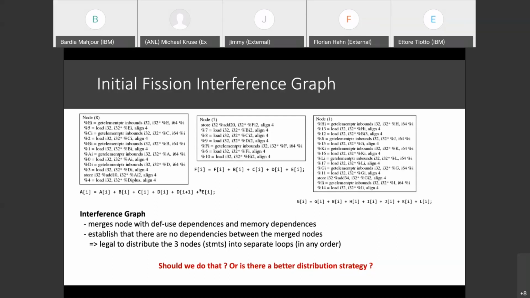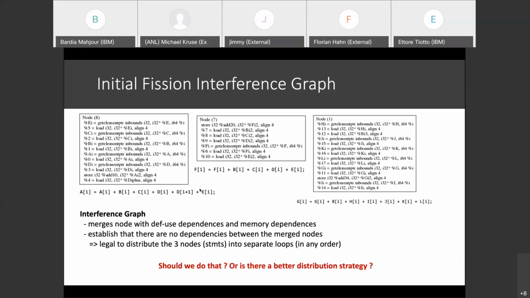This tells us that it's actually legal to distribute the 3 nodes because there are no edges in between them. So at this point, we could take this initial interference graph and distribute it into 3 different loops in any order. That would be a legal transformation. That's how we know, by inspecting the interference graph, that it's a correct transformation.